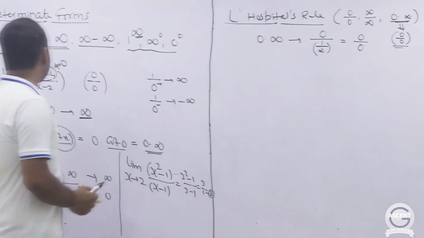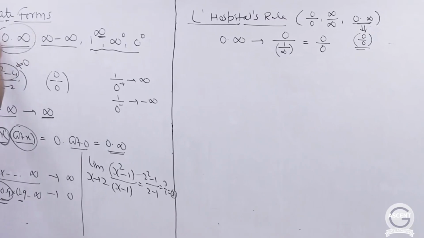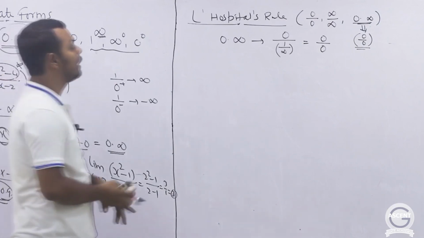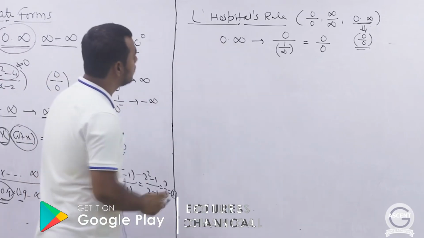So in the first 3 indeterminate forms, because this is not different, this is same as our first, or you can also convert this into the second form. You can write this as infinity by 1 by 0, so it will become infinity by infinity. So in the first 3 indeterminate forms, you can solve those problems using this L'Hopital rule. Now what is this L'Hopital rule?